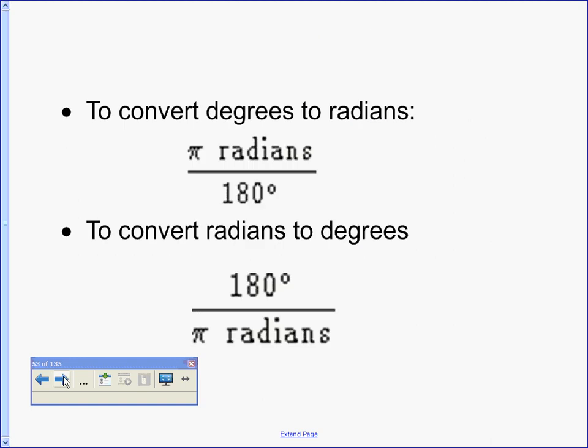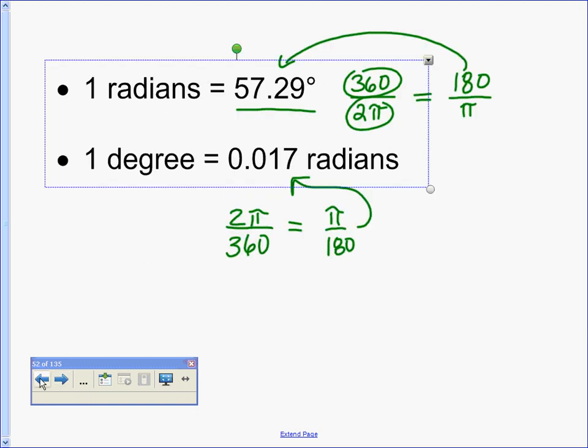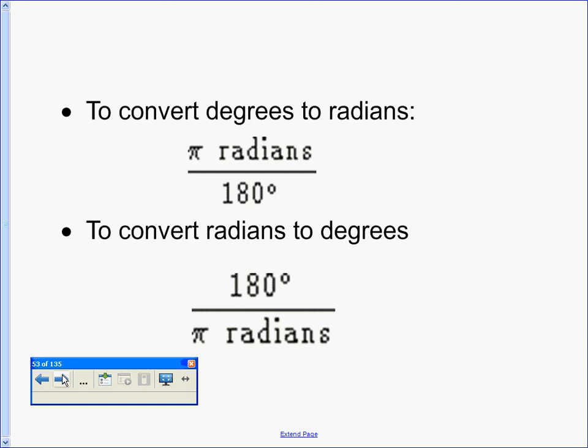Which brings us to converting between radians and degrees. If you think about how each one of these simplified, meaning here and here, then we're going to use those to convert between radians and degrees. If you want to convert degrees to radians, you're going to multiply the degrees that you have by this value here. And this is just a version of 1, pi over 180.